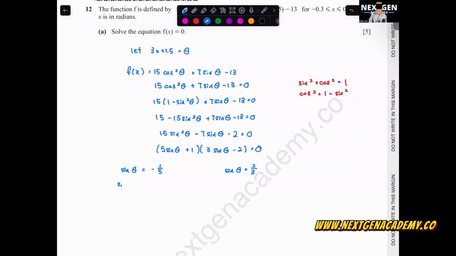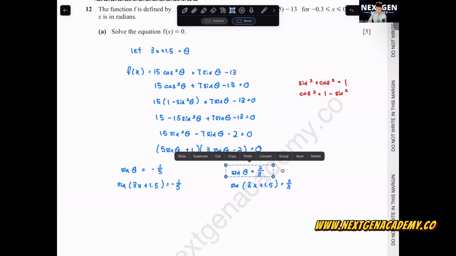Okay, convert it back. Sine(3x plus 1.5) equals negative 1 over 5. Sine(3x plus 1.5) equals 2 over 3. Okay, I don't know why this is just 5 marks. Maybe it should have a little bit more. Maybe 6 marks.